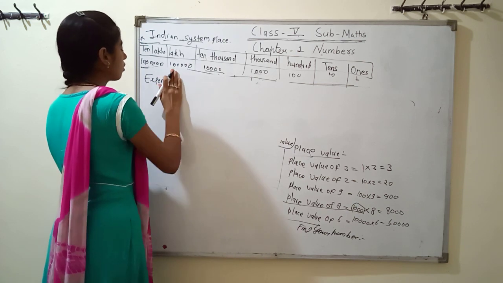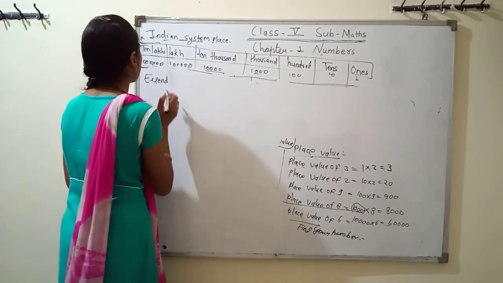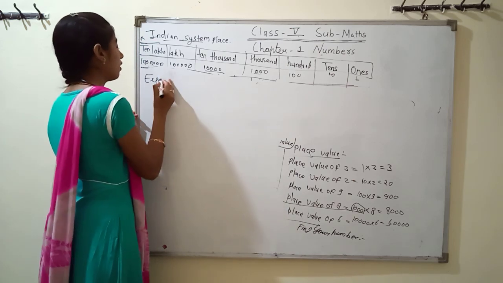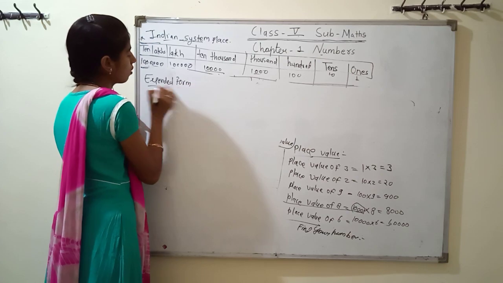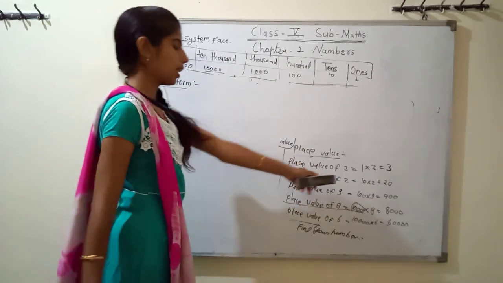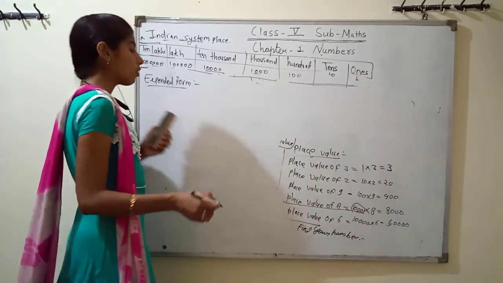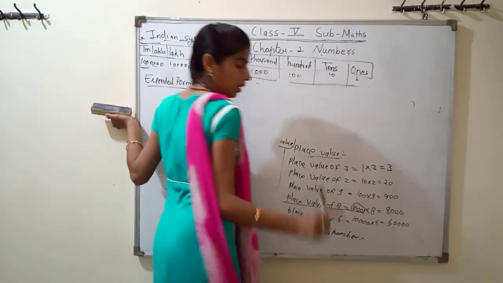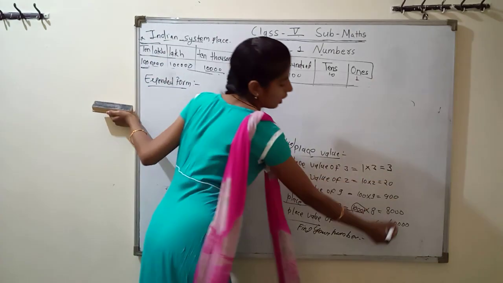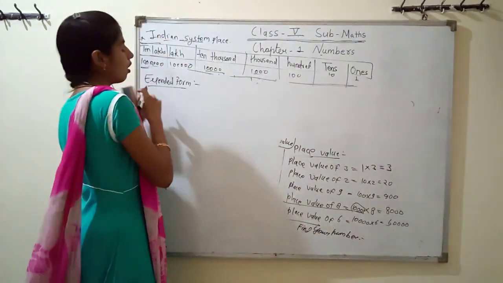expanded form means opening the number like that. Place value is also expanded form, only some changes are there. Only in place value, if we put a plus sign here, then it's converted into expanded form like that.